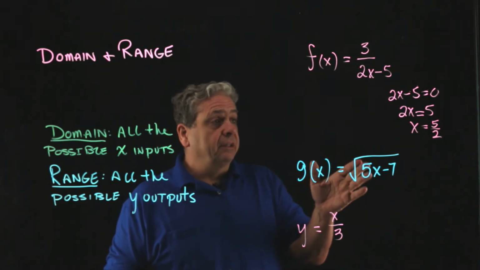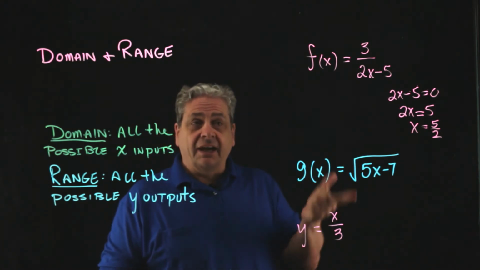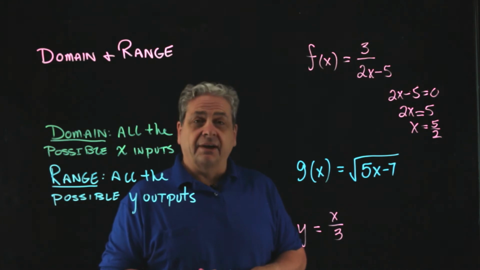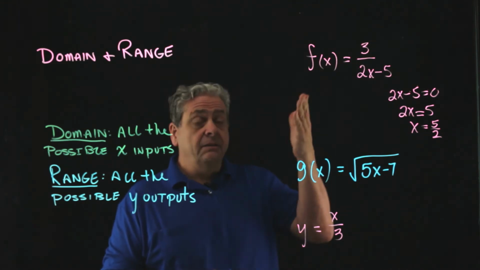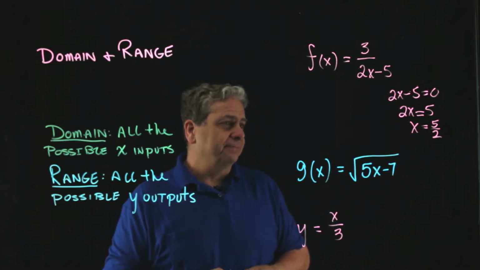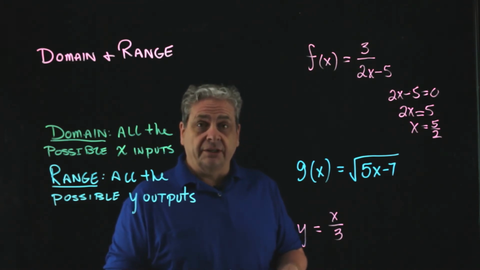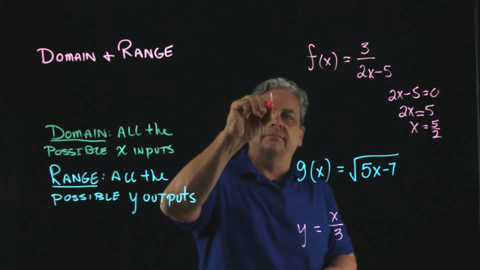So if I plug in a 5/2 into 2x minus 5, it will cause that to go to 0, and my function will go crazy. It doesn't like to divide by 0, of course. So there's my restriction on my domain. Let's go ahead and write that up.